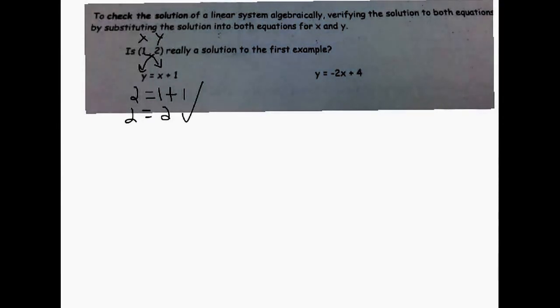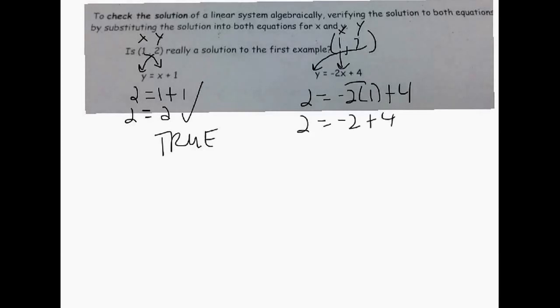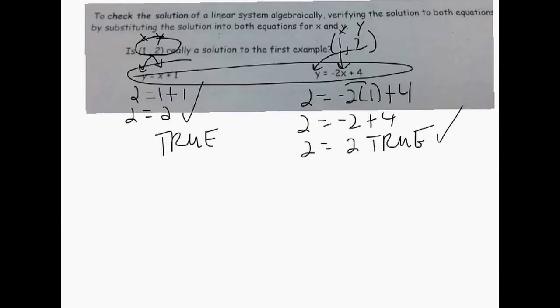So 2 equals 1 plus 1, which is 2. This is a true statement, so that means it works for that one. We're going to do the same thing over here, 1 comma 2. This is our x, that's our y. So the x goes there, the y goes over there. So this is 2 equals -2 parentheses 1 plus 4. I distribute here, that's 2 equals -2 plus 4, which is 2. This is also a true statement, so this checks, meaning that 1, 2 is the solution for this system of equations.